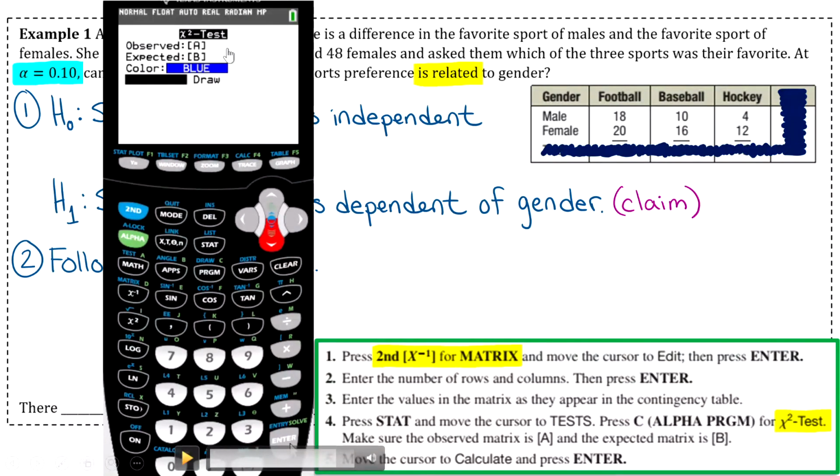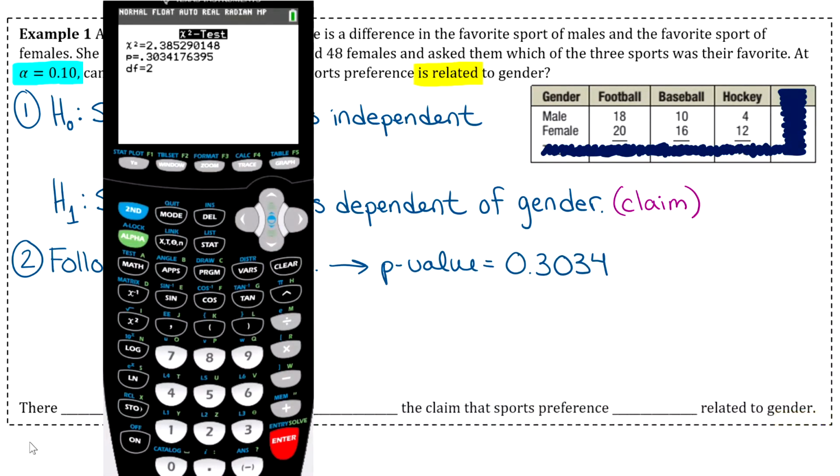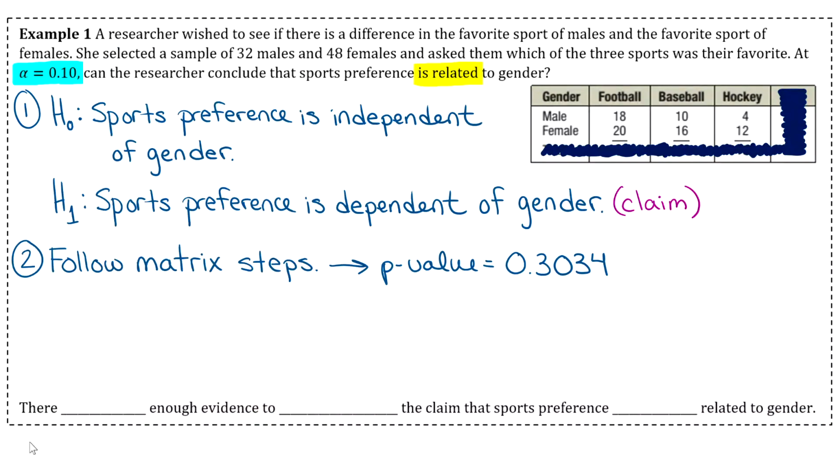If for some reason your calculator doesn't have one of those there, send me an email and I'll see if I can figure out how to tell you to get that back there. But pretty much just go to calculate, and then we want the p-value. You can see that there, it's 0.3034. So we have our p-value, 0.3034, and then from there, it's easy.